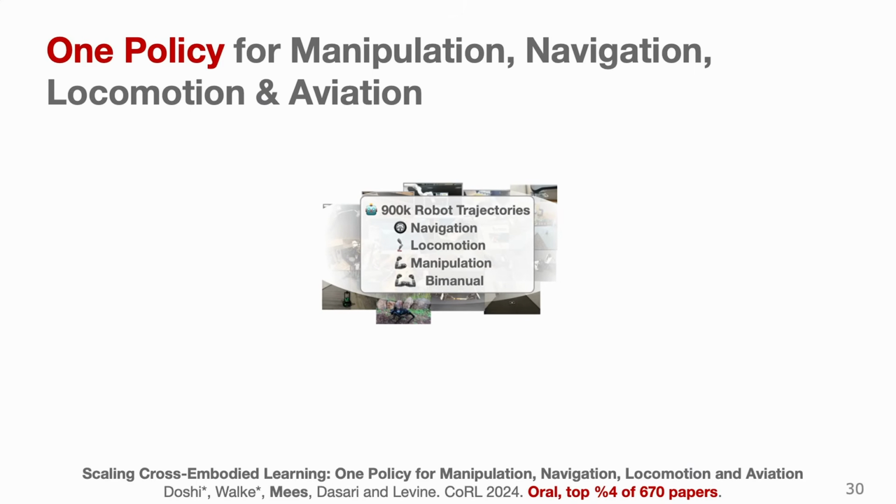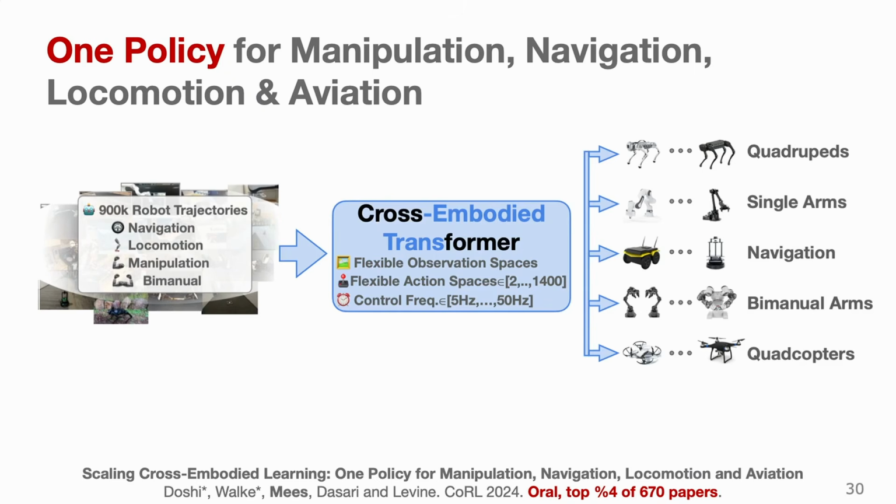And that's what we did in this paper called CrossFormer, where we added more embodiments such as bimanual manipulation, navigation, or locomotion to the data mix we originally had trained Octo on, for a total of 900,000 robot trajectories, and trained a big transformer, but now with embodiment-specific heads on it. So we had one head for controlling single arms, one for quadrupeds, and so forth.